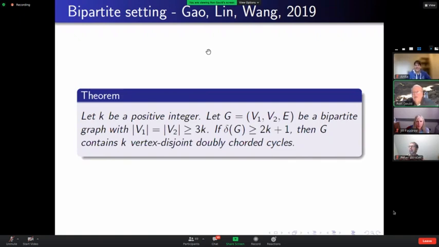Gould and Wang in 2019 came up with a bipartite result that, given a balanced bipartite graph where each partite set has at least 3k vertices, if the minimum degree in this graph was at least 2k plus 1, then G was going to contain k vertex disjoint doubly chorded cycles. So that was really the first result that concentrated on trying to do something inside bipartite graphs.